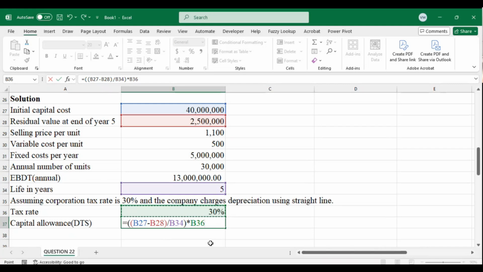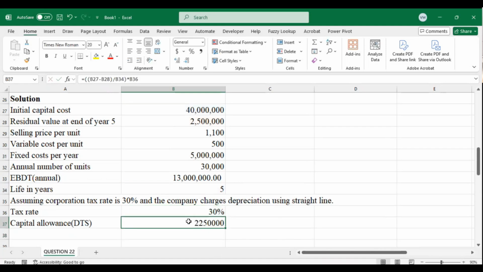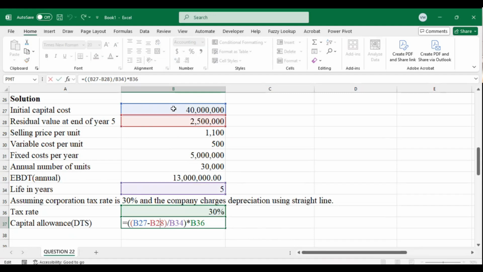So now that I've gotten that, I just say enter. In this case, this is our DTS. So the DTS is 2.2. And you can always cross-check just to be sure that you've referenced the right values. And that one is okay.